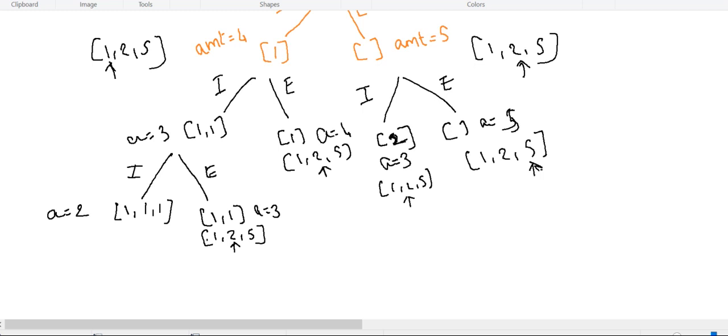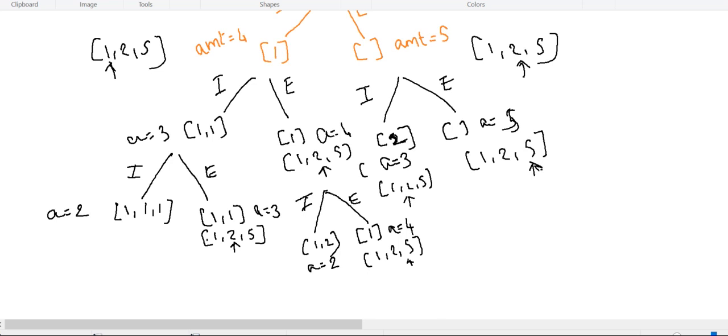Now let's do this one. If I do include here, I'm not going to change my pointer, so I'm including 2. So now this one has 1 and 2, and my amount is 4 minus 2, so the amount is 2. My pointer is still going to point at 2. But when I exclude it, my set has 1, my amount is 4, and my pointer is going to point to 5.